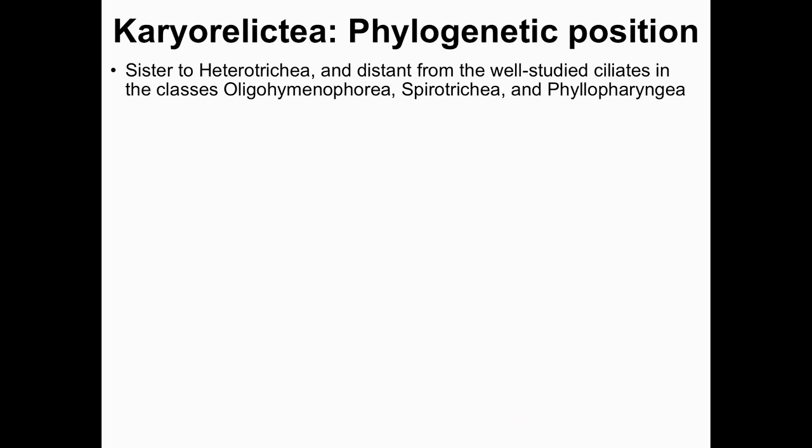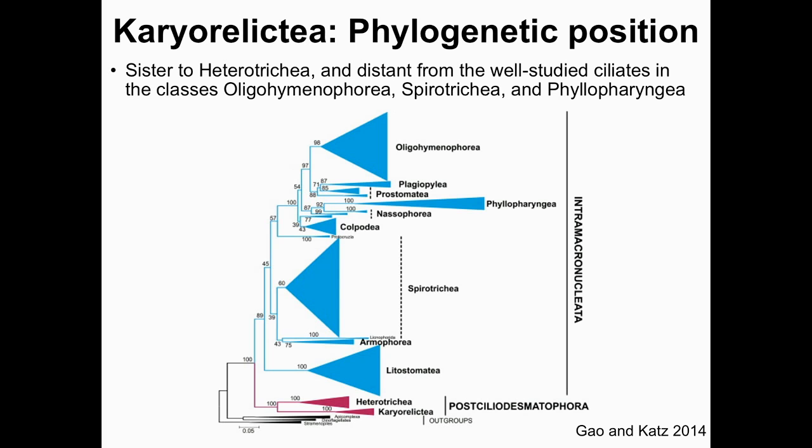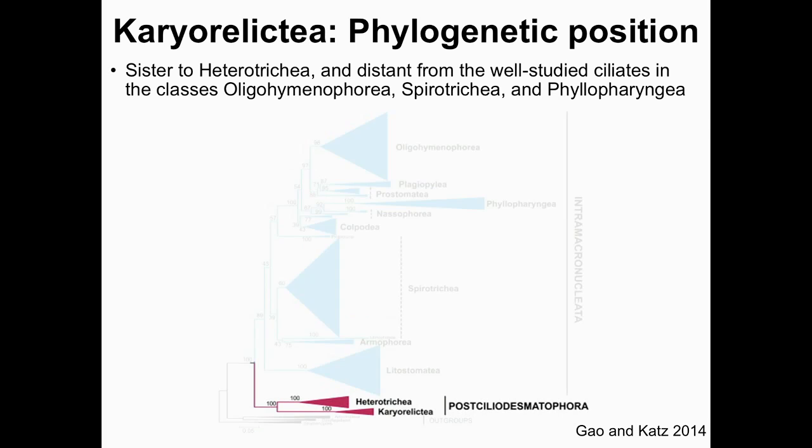And to talk about the phylogenetic position, Karyorelictea is sister to Heterotrichia and really far away from the well-studied ciliates in Oligohymenophorea, Spirotrichea, and Phyllopharyngea. So this is a phylogeny of ciliates, and the well-studied ciliates are over here, these large branches, and our focus is down here.